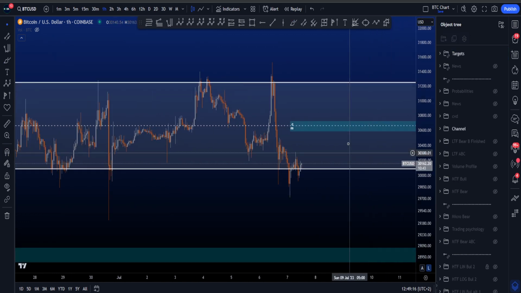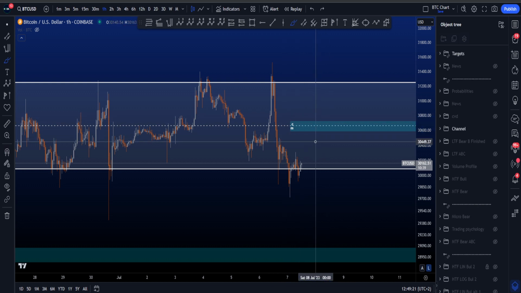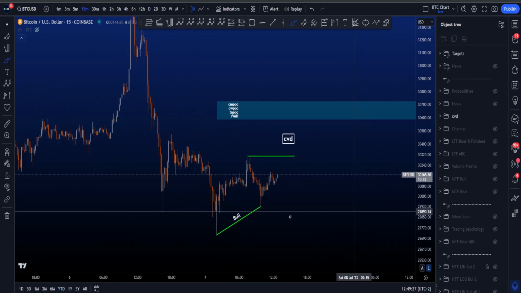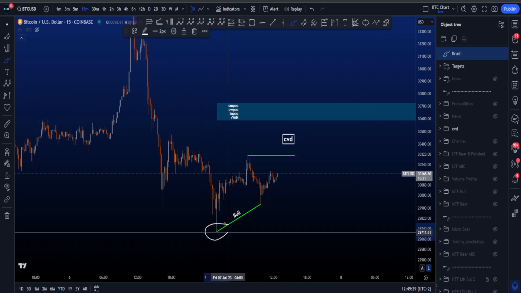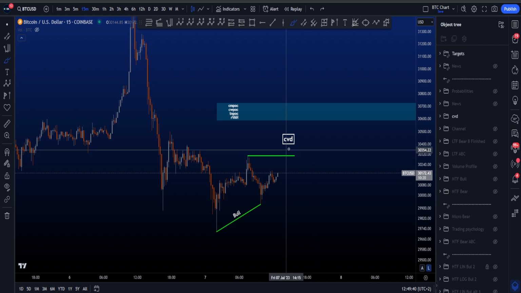But what is nice is that the target box over here is right in the middle of the channel. So that is some additional confluence for you guys. If we then go to the CVD divergences, we have bullish CVD divergences on the lower time frames. Over here, a higher low in price, lower low on the CVD. That is a bullish divergence, which is very nice indeed. And the target for the bullish divergence is the horizontal line that we have on the chart.